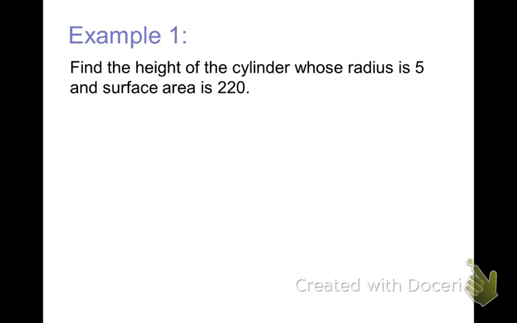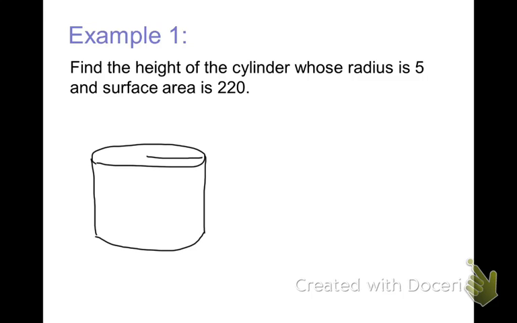First things first, I'm going to draw a little sketch. I've got a cylinder whose radius is 5, so this distance here is 5, and whose height I don't know, so I'll put X for the height. And I know that the surface area is 220. So what we want to do is write a formula for the surface area and set it equal to 220.